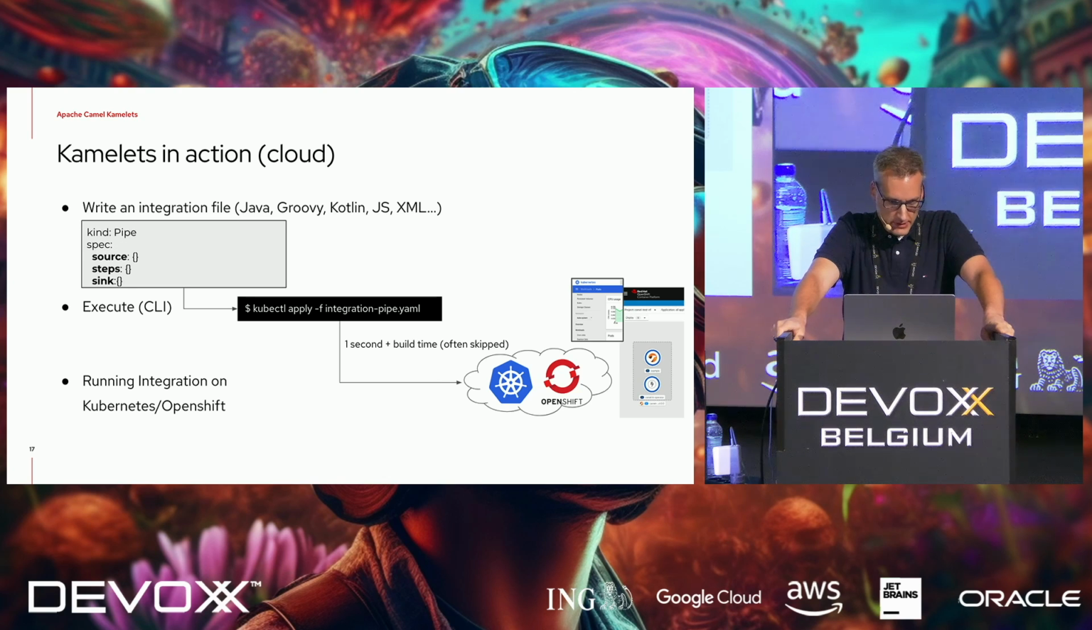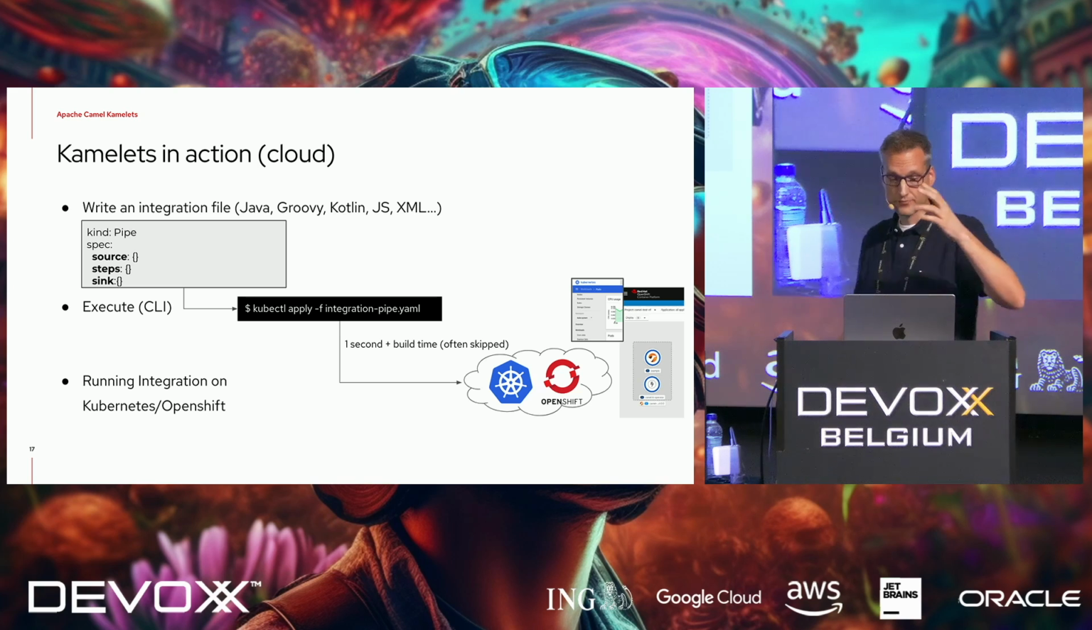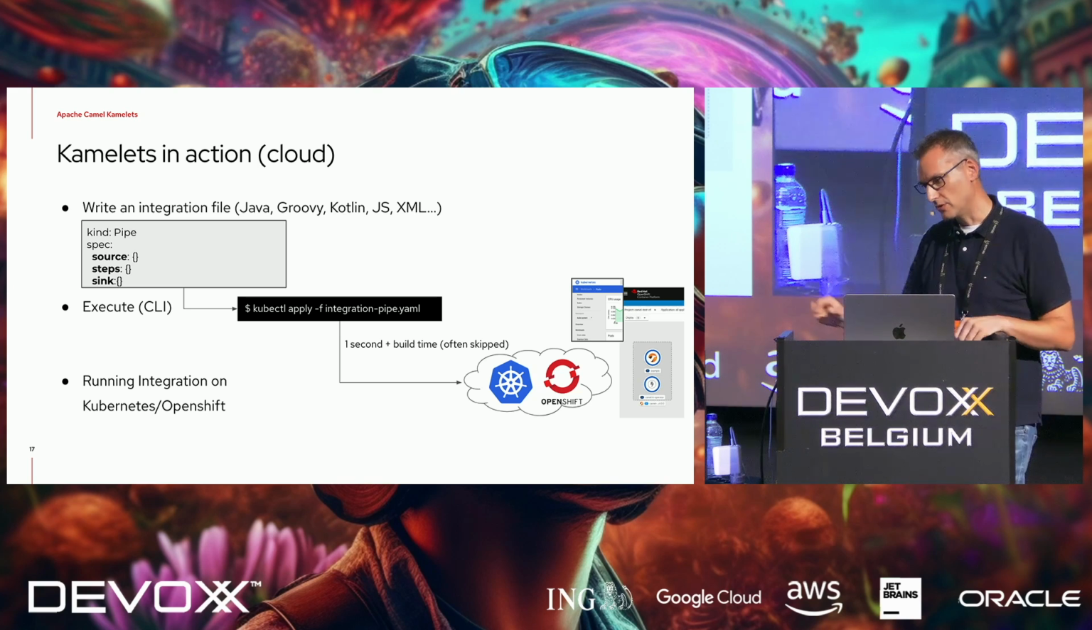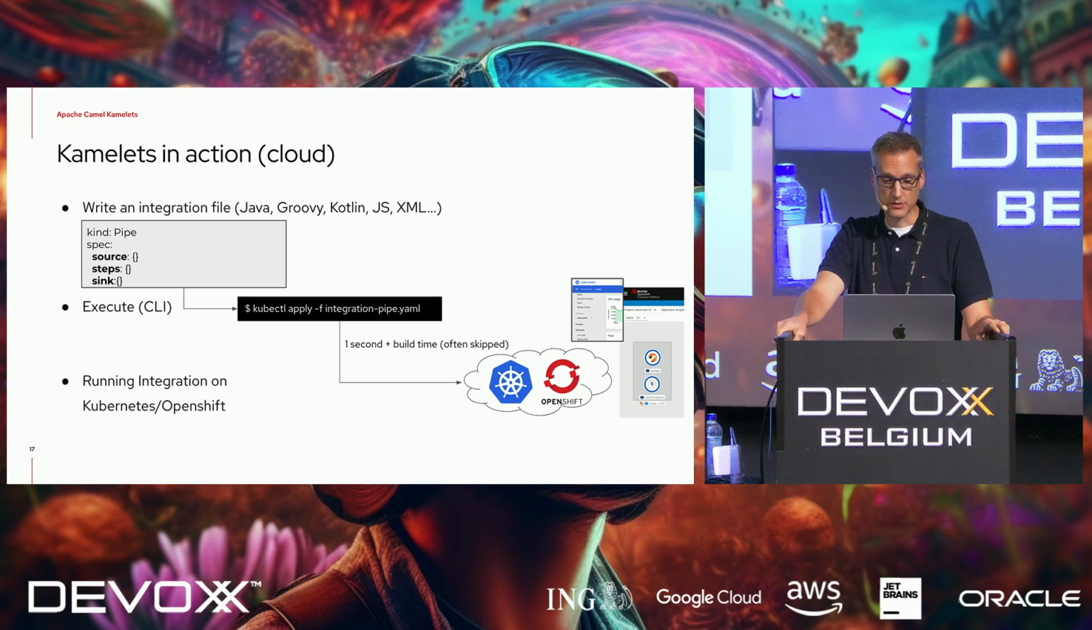And last but not least, there's the pipe, which gets you a source and a sink, and in between you can have some steps. And this is the most declarative way of using Camelets. So you can just use kubectl apply -f and use this as a custom resource to also run this on your Kubernetes cluster.